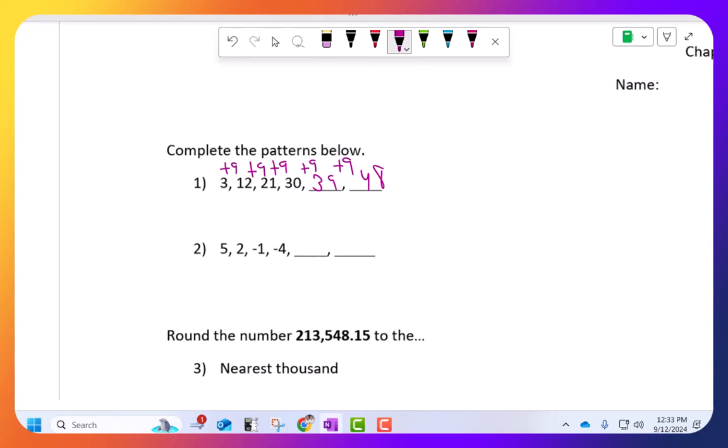So same thing is happening on number 2. You're going to notice that we are subtracting 3. So 5 minus 3 is going to be 2. 2 minus 3 is going to be negative 1. Negative 1 minus 3 is going to be negative 4.